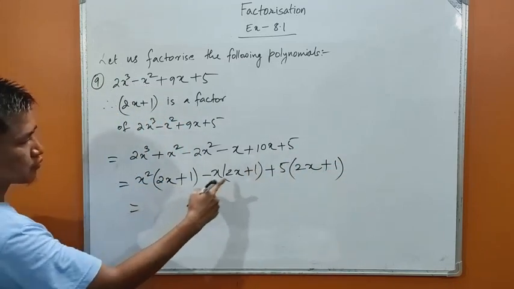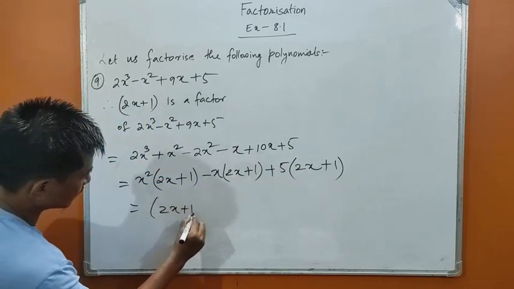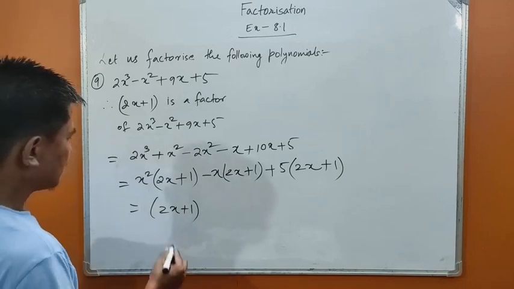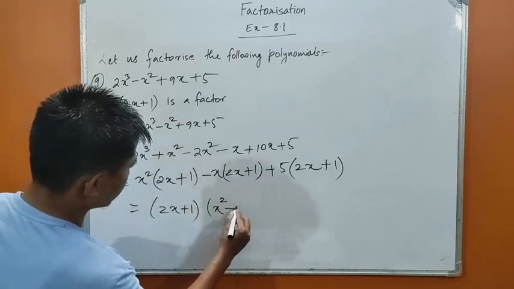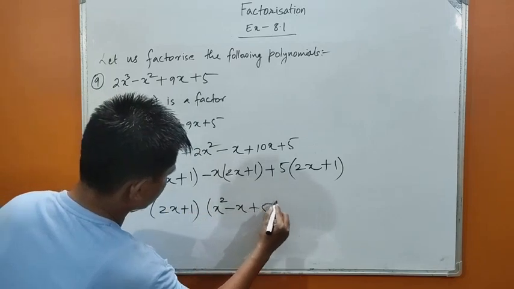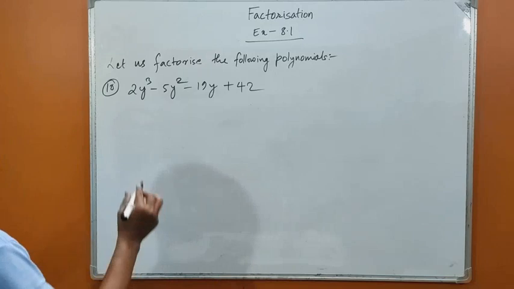Now we have 2x plus 1, 2x plus 1, 2x plus 1. So 2x plus 1 can be taken common outside. So within the bracket remains x squared minus x plus 5. So this is the answer for question number 9. Okay, question number 10.